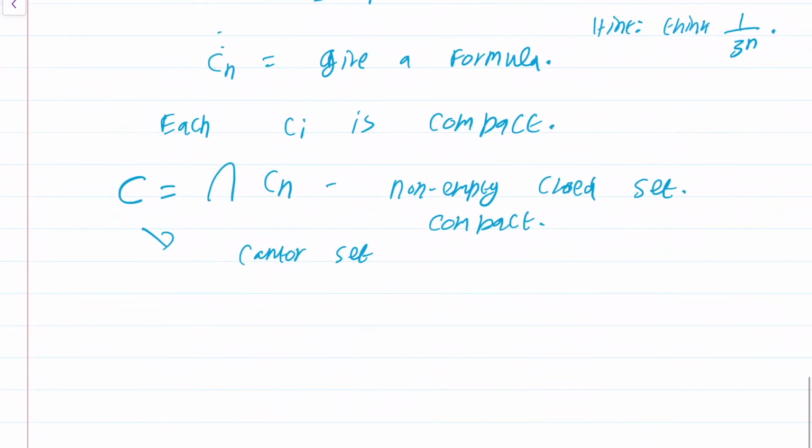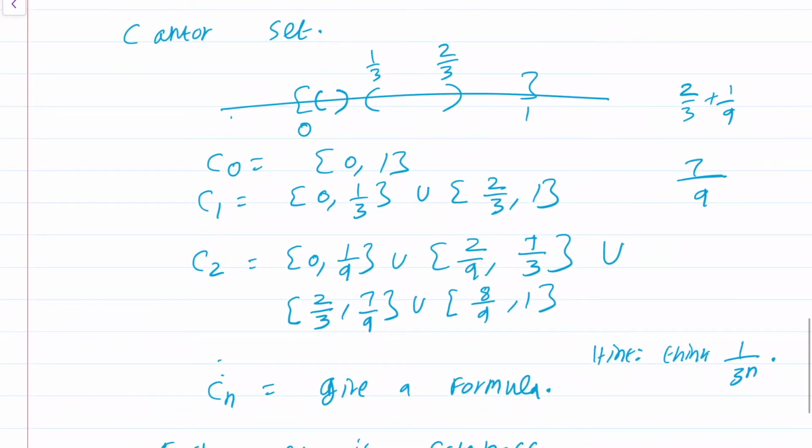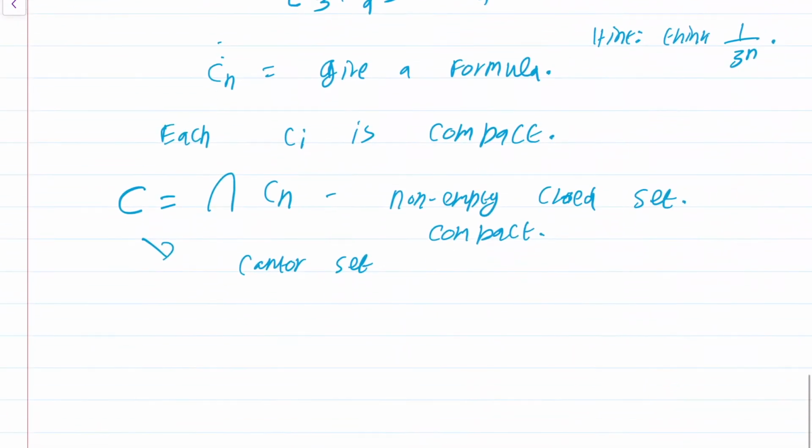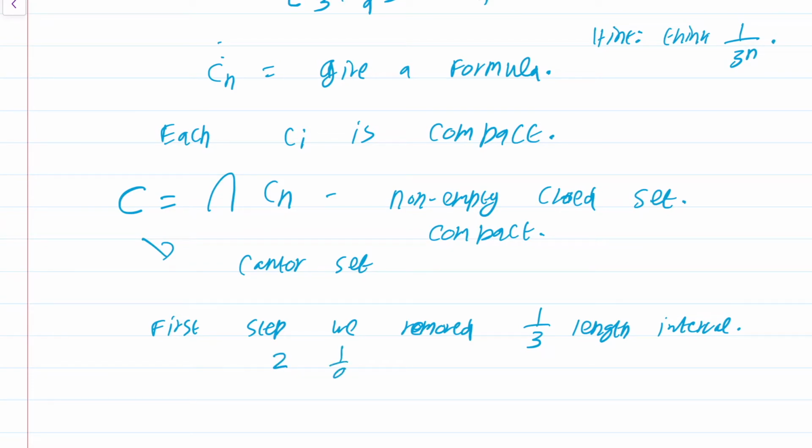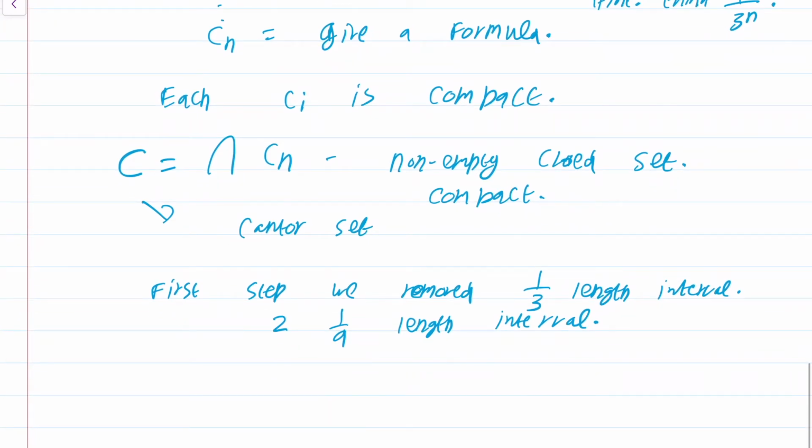Now observe the following. At the first step, we removed a 1/3 length interval, the middle 1/3. At the second step, we removed two intervals of length 1/9. Consequently, we ended up with 4 intervals. Then we removed the middle 1/3 of each, so 4 intervals of length 1/27.